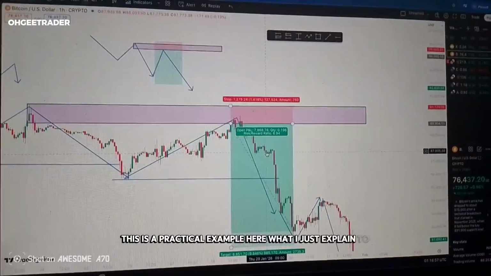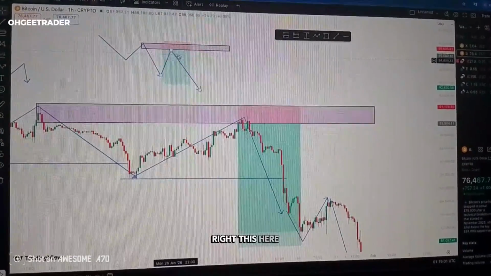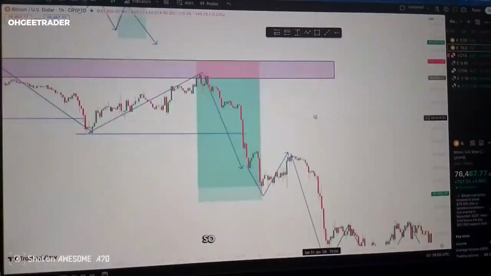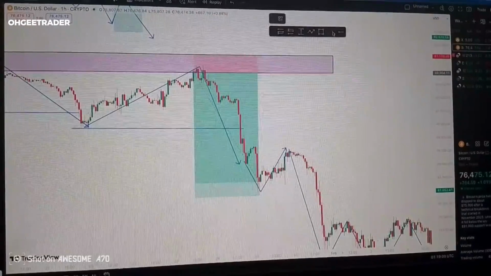What I was just explaining to you guys a few minutes ago, this is it playing out perfectly well here. So price came here, pulled back from another break of structure here.